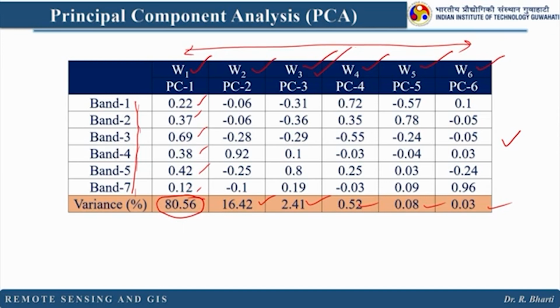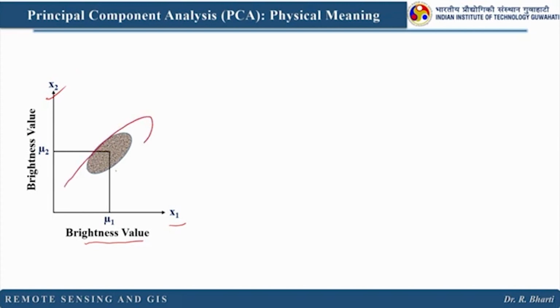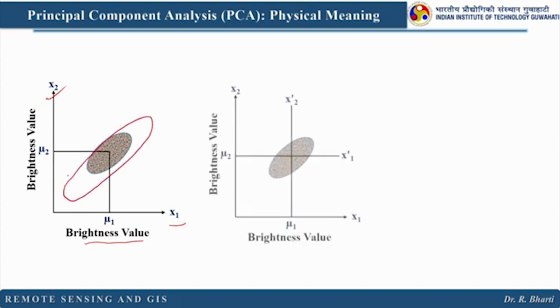So you have seen how it works, but what is the physical meaning, that you need to understand very carefully. Let us see, you have a brightness value of x1 and x2, and if you plot it, it gives you very good correlation.